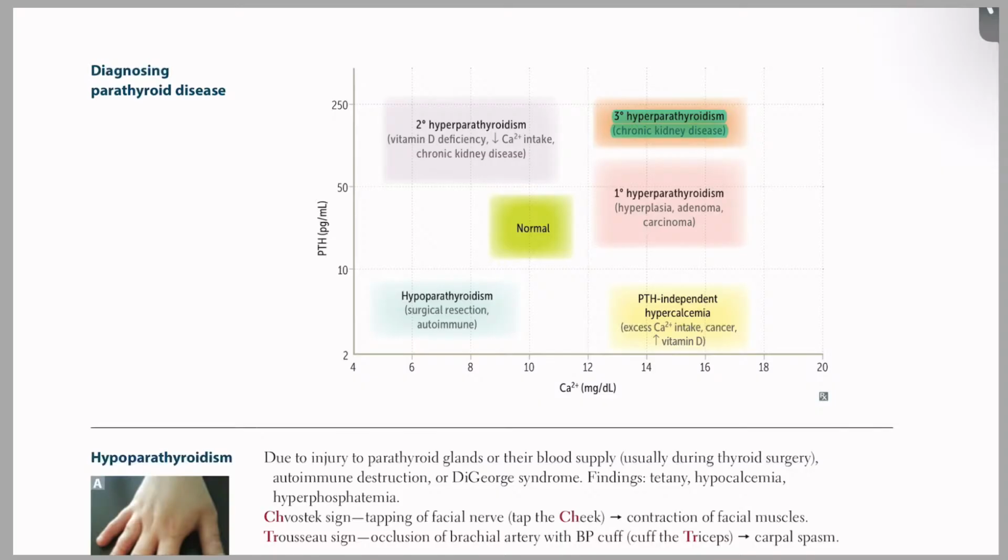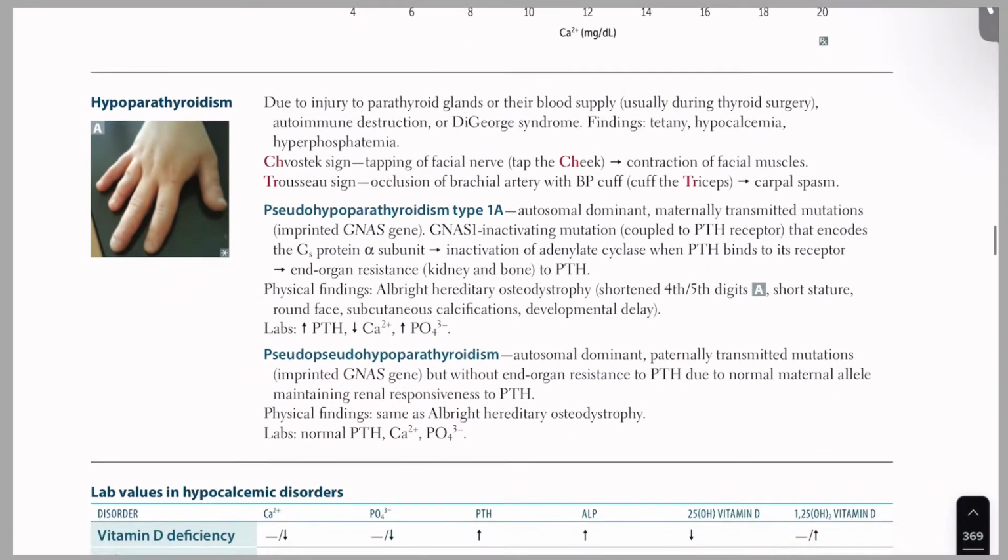Hypoparathyroidism is due to injury to the parathyroid gland or its blood supply, usually during thyroid surgery, autoimmune destruction, or DiGeorge syndrome. Findings: tetany, hypocalcemia, hyperphosphatemia.